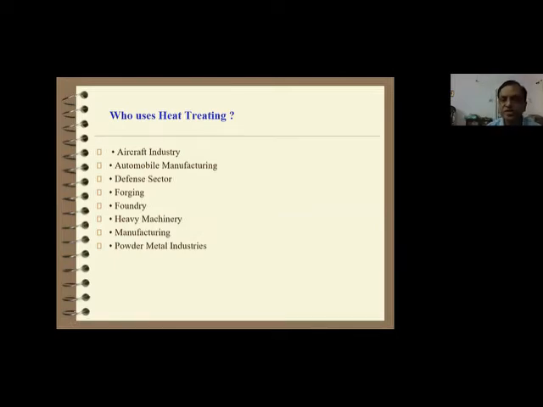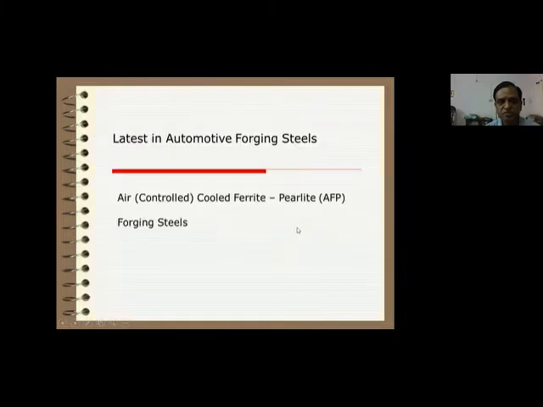So who is using this heat treatment? Aircraft industries, automobile manufacturing, the defense sector, forge shops, foundry shops, heavy machinery divisions, manufacturing shops, the powder metal industry. So heat treatment is required for so many different industries. Now, apart from those grades where heat treatment is done, there are certain grades where no heat treatment is required. This is called microalloy steel or air cooled ferritic pearlitic steel, that is AFP steel. It is air controlled cooled ferritic pearlitic steel.